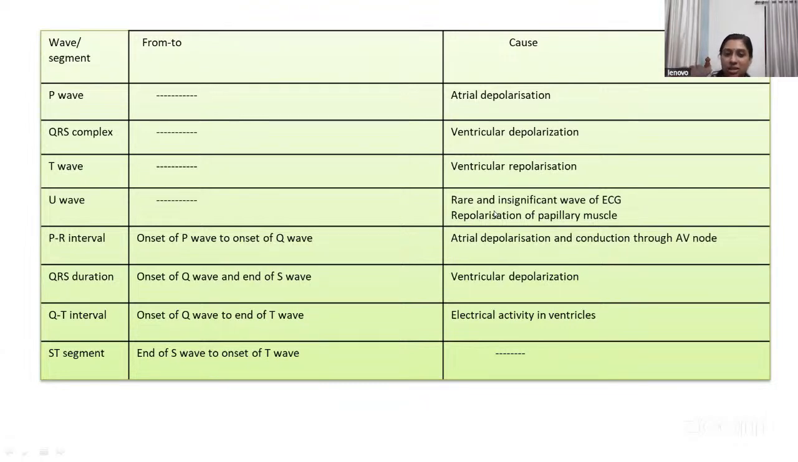What is the PR interval? It is from the onset of the P wave to the onset of the Q wave. Usually the cause is atrial depolarization and conduction through the AV node. The QRS duration is from the onset of the Q wave to the end of the S wave. Ventricular depolarization is the cause of the QRS. The QT interval is from the Q wave to the end of the T wave. It is due to the electrical activity in the ventricles. And the ST segment is from the end of the S wave to the onset of the T wave.